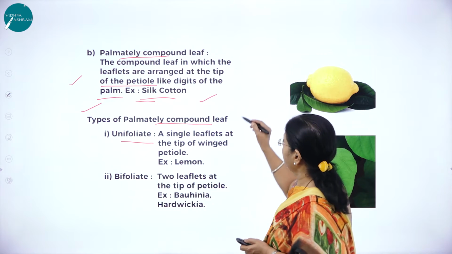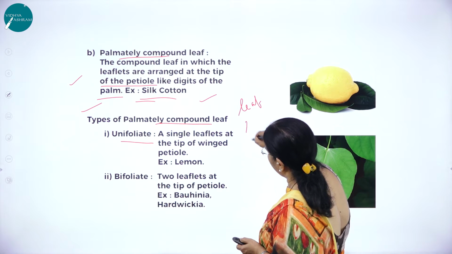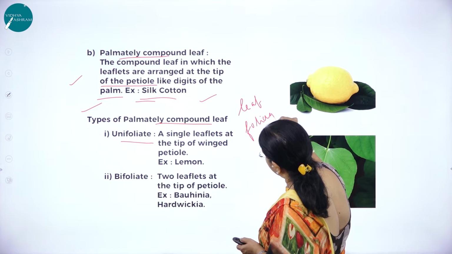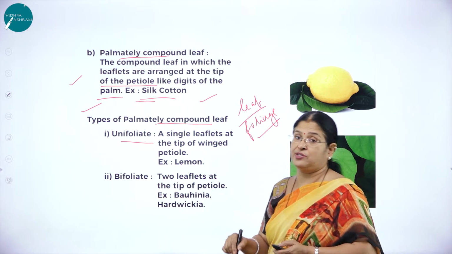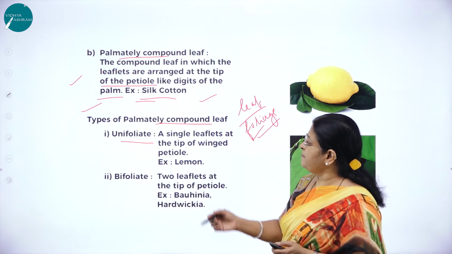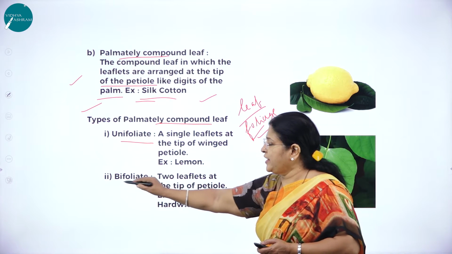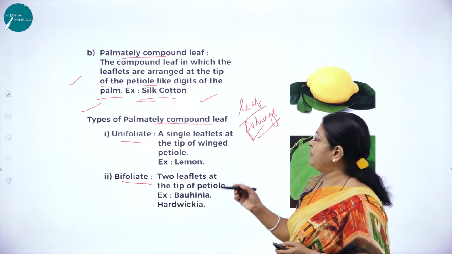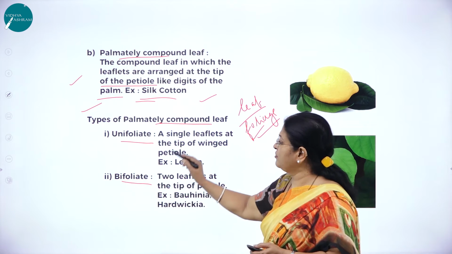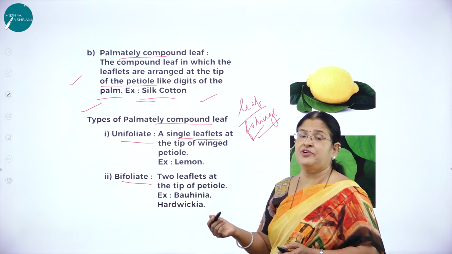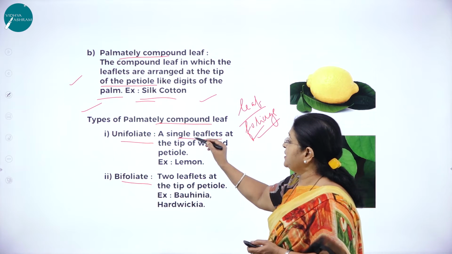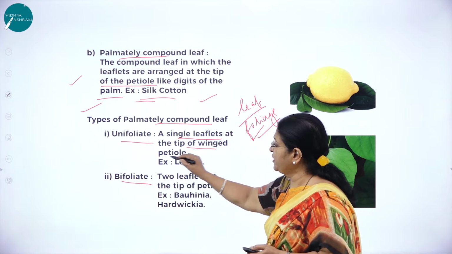Actually, the other name for leaf is foliage. Leaf is also called what? Foliage, right? So unifoliate and bifoliate are the types of palmately compound. The very word itself will tell you, uni means what? Single. A single leaflet at the tip of the winged petiole.